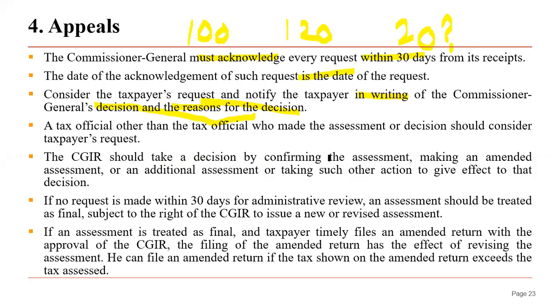The CGIR should make a decision, confirming the assessment, making an amended assessment, an additional assessment, or taking action to give effect to that decision.